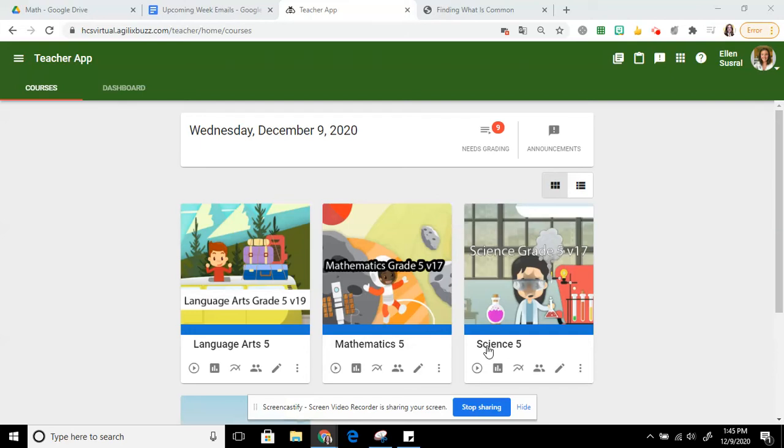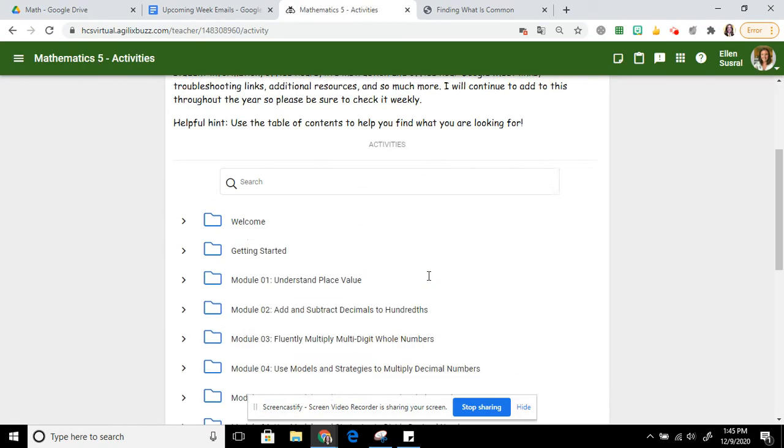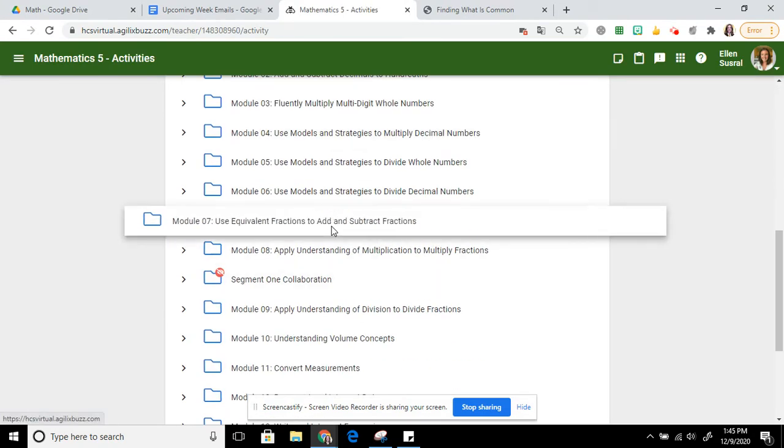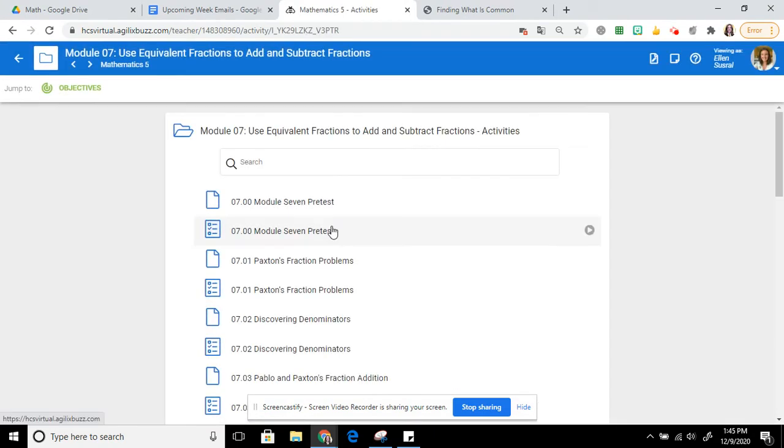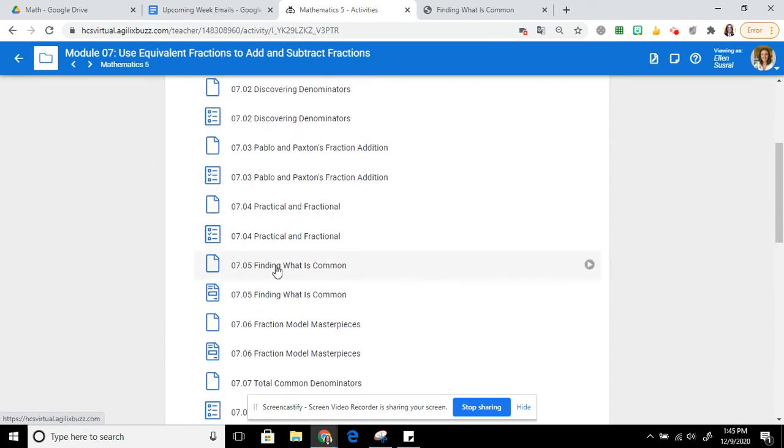Hey boys and girls, I'm going to show you where you can find your assignment for 0705, Finding What is in Common for math. So you're going to go to your math course. We're looking for module 7, lesson 5, 0705, Finding What is in Common.